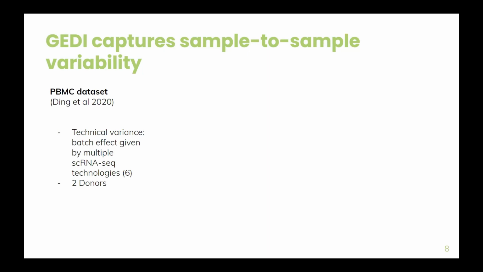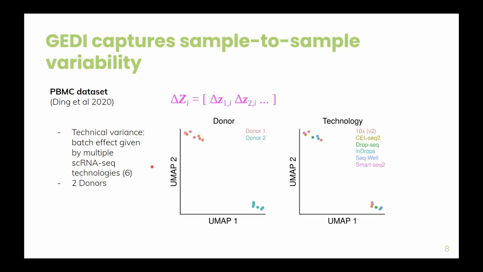What we wanted to do first was to measure the ability of GEDI to capture sample-to-sample variability. To do this, we looked at this data set that profiled different immune cell types across multiple single-cell RNA-seq technologies. What we first did was to look at the changes that each individual sample would have to the reference frame, and we visualized these changes with UMAP. So what we have in this plot is that each dot represents one sample.